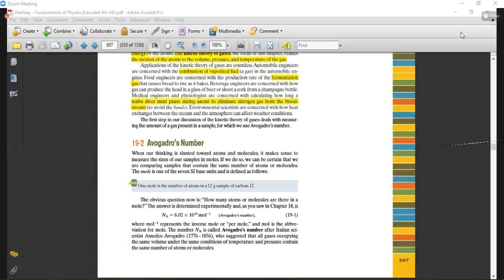Again, when we deal with our samples microscopically, we measure their sizes in terms of moles. When we are dealing with moles, we should be familiar with what number of atoms or molecules it has. The definition of the mole is that one mole is the number of atoms in 12 grams of carbon-12.